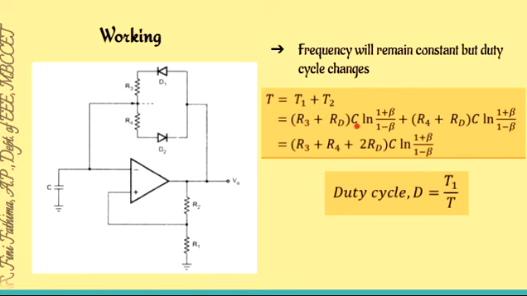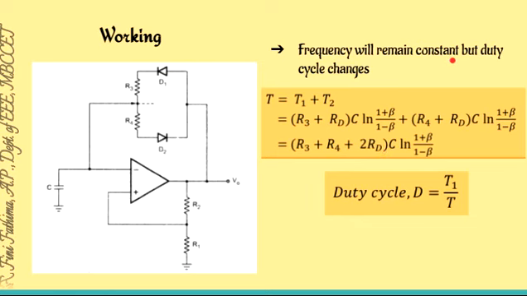So I am taking C into ln((1 plus beta) divided by (1 minus beta)) as a constant, that is R3 plus R4 plus 2 RD. From this we understand that this resistance R3, R4 and RD will be always constant, C will be a constant, and beta we are taking it as a constant. As a result, what happens? The entire time period will remain constant, so that the frequency will also remain constant.